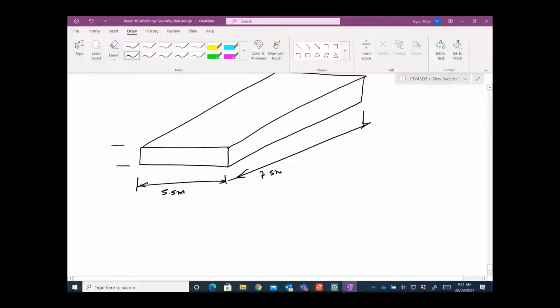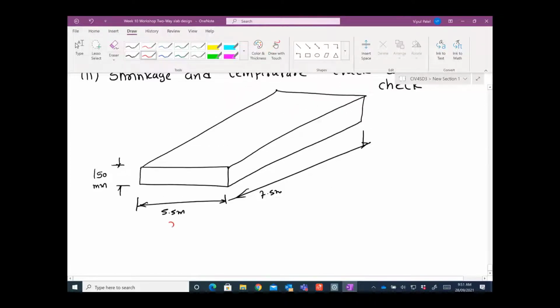So you have this thickness of the slab is 150 millimeters. In that case, this is your X direction because it's the shorter span. This is your Y direction. So this is your primary direction, by the way. Why is this the primary direction?